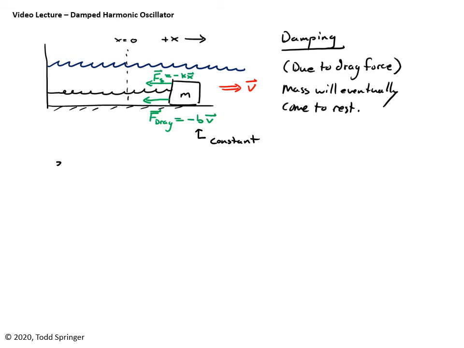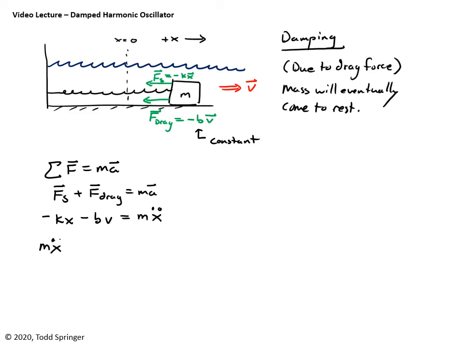So now let's write down Newton's second law. Sum of the forces is equal to ma. I've got two forces: the spring force plus the drag force is equal to ma. And I'm going to have minus kx minus bv is equal to ma, which is x double dot. And I can put this all on one side: m x double dot plus b x dot, velocity is x dot, plus kx equals 0.